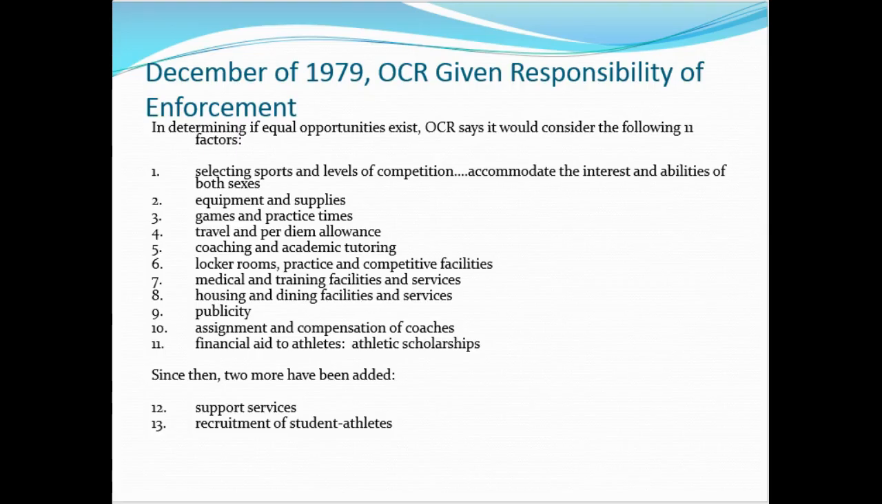In December of 1979, the Department of Health, Education, and Welfare issued its final policy interpretation and gave the enforcement of it over to the Office of Civil Rights. And the OCR, in determining if equal opportunities existed, said it would consider the following 11 factors.